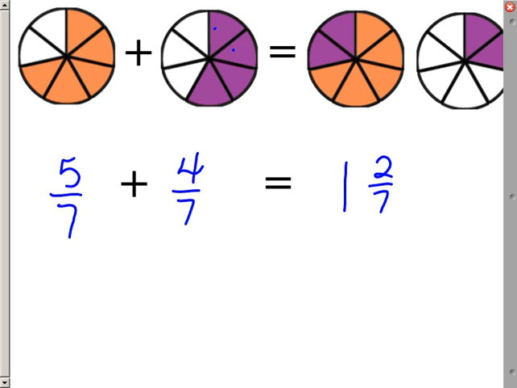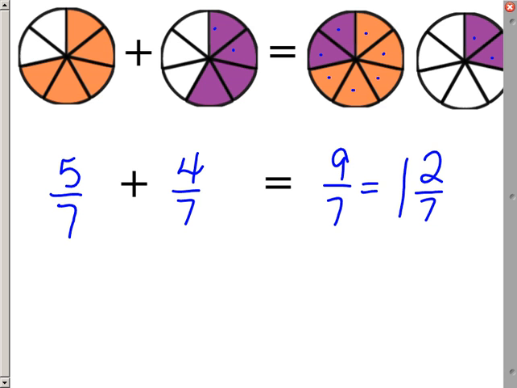And we could have thought of that actually, if we wanted to, as if we just looked at the sevenths, we would have counted 1, 2, 3, 4, 5, 6, 7, 8, 9, 9/7, and that equals 1 and 2/7, which we can see pretty easily from our picture.